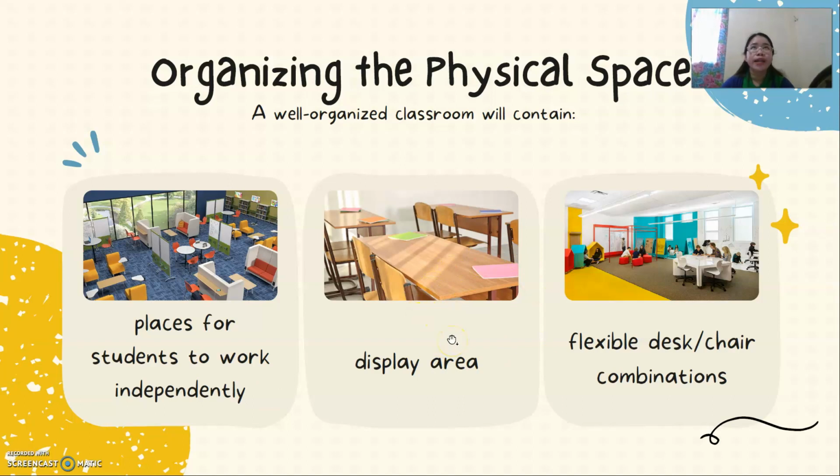Fifth, our classroom should have a display area. What do we mean by display area? Let's say, for example, in one corner we are going to have a cabinet, and inside the cabinet there are models for science, like models of the human anatomy, models of the solar system. Different models and mock-ups should have specific, designated places.